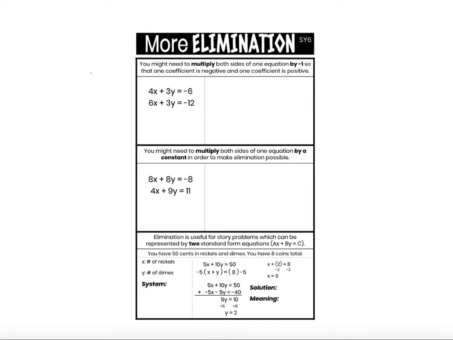In more elimination, I first have to do some work before I can add the two equations together. Let's look at this first system of equations. In this system of equations, I don't have opposite coefficients. What I have is matching coefficients. When I have the same coefficient in front of a variable, when I add the two equations together, I don't have 0. So 3y plus 3y is 6y. The y variable terms are not adding to 0 and are not eliminated.